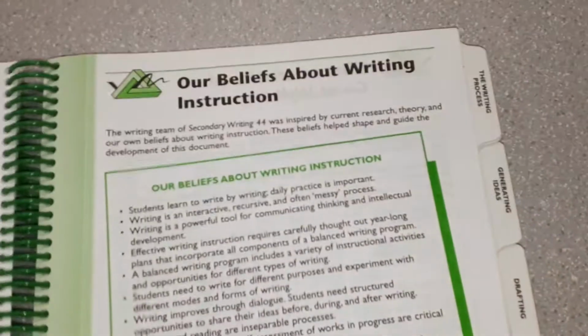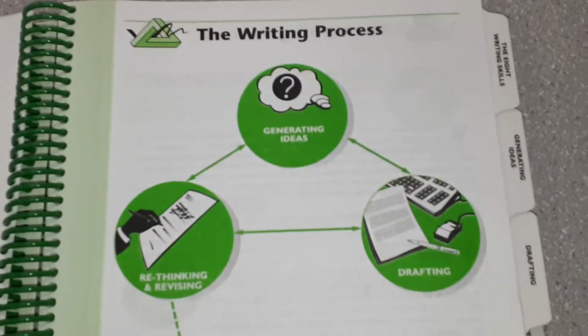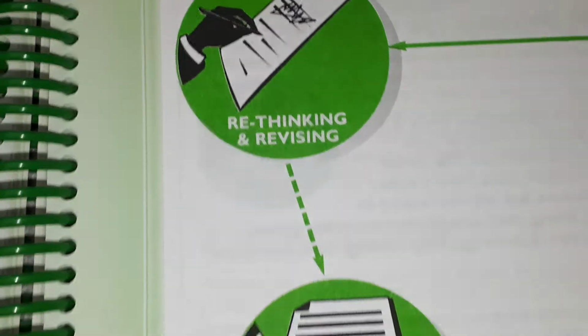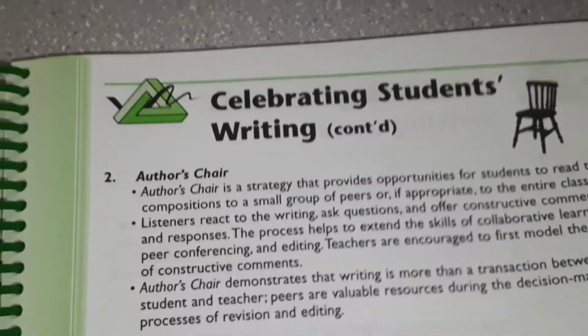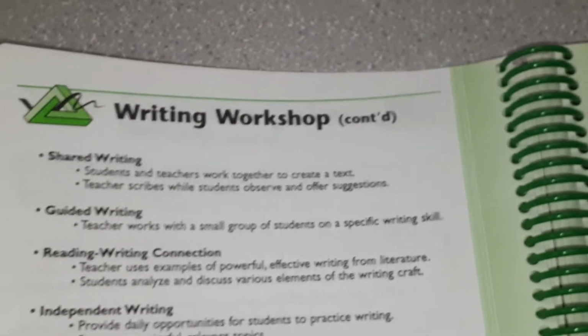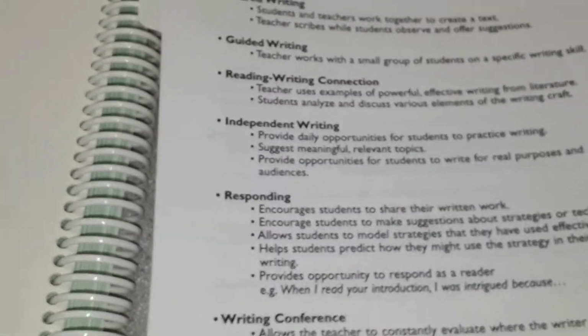Writing 44, core understanding about writing instructions at the beginning, the writing process, generating ideas, drafting, rethinking and revisiting, editing, proofreading, publishing and sharing, celebrating students' writing, writing workshop, writing certificates, special events, creator writings workshop with staff members, writing workshop, shared writing, guided writing, reading, writing connection, independent writing, responding, writing conference, why write.